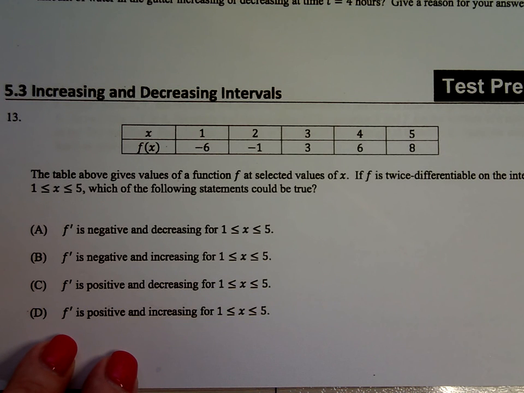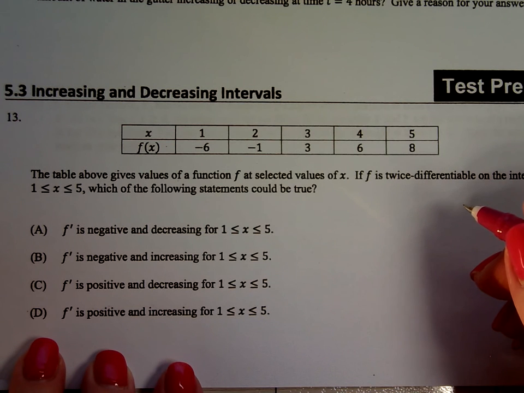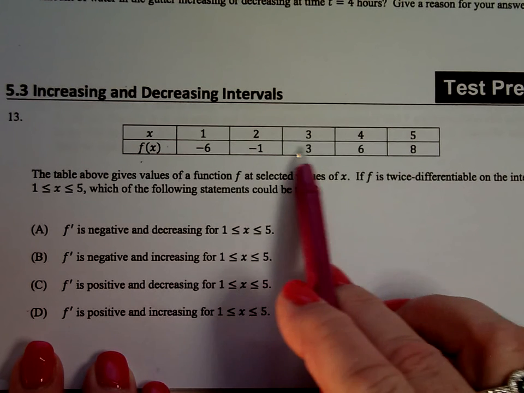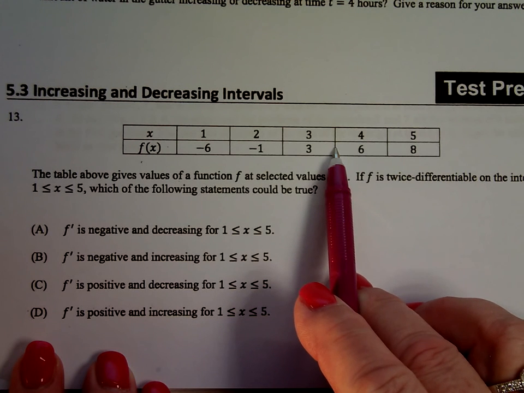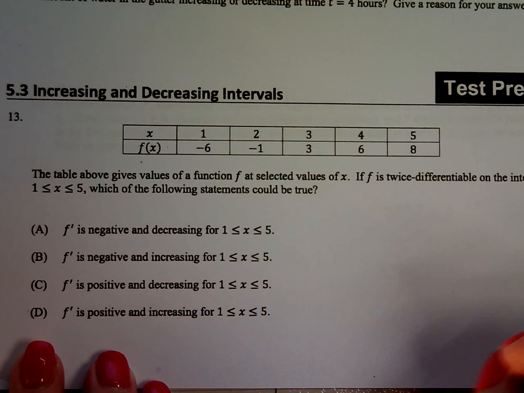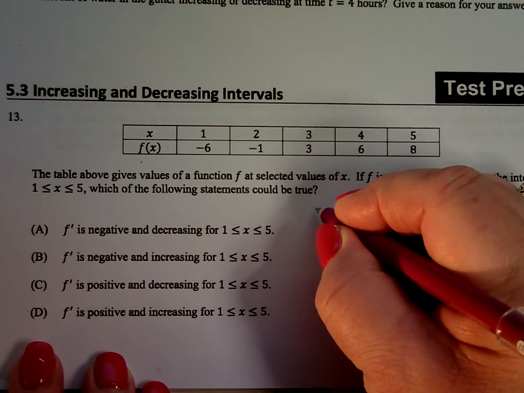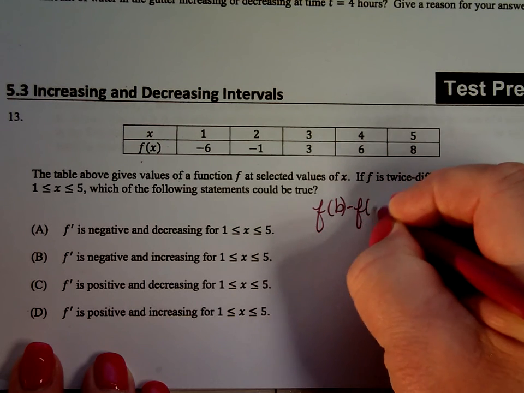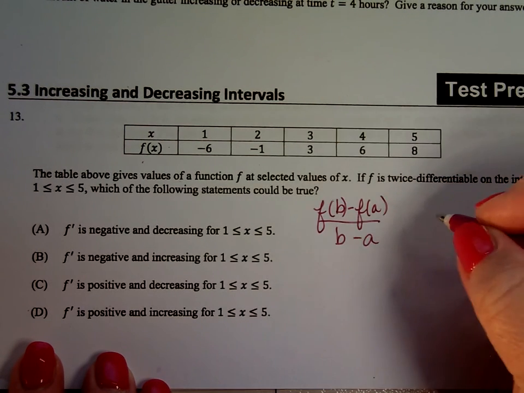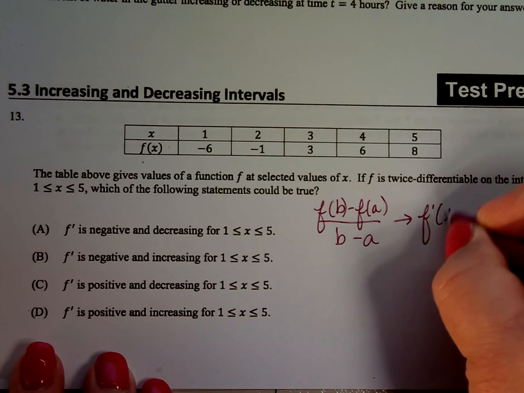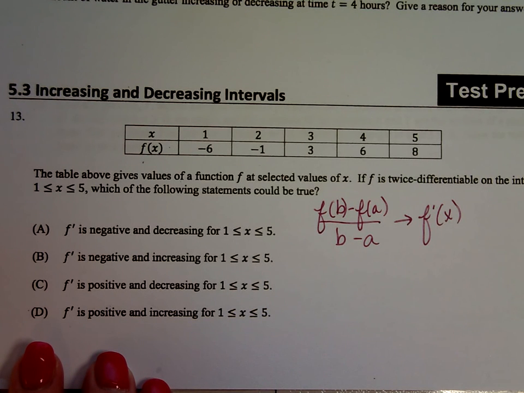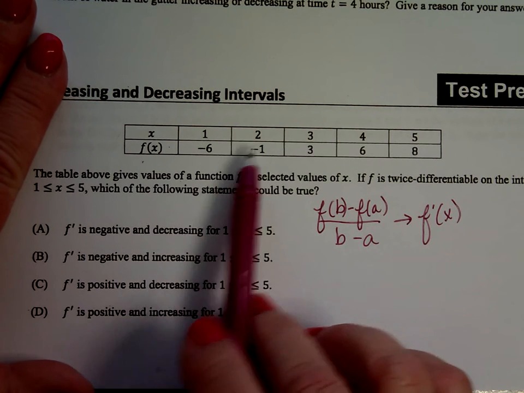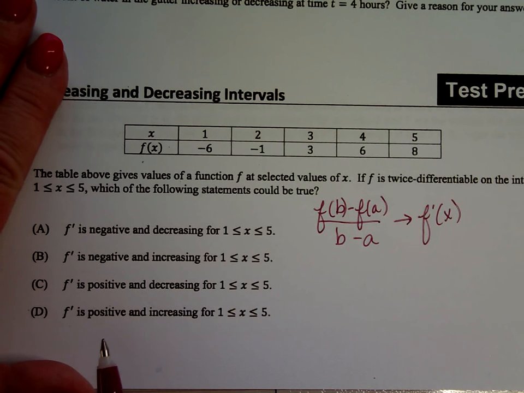All right, well, I'm thinking about this. They're talking about the first derivative, and all of these values here are from the original function. So I have to think about how this thing is going to work. And all of this comes down to, let me figure out what the slope's doing. I want to know what f of b minus f of a over b minus a is, because that's what the first derivative is. So what I'm going to have to do is play around with this and figure out if my slopes are positive or negative.